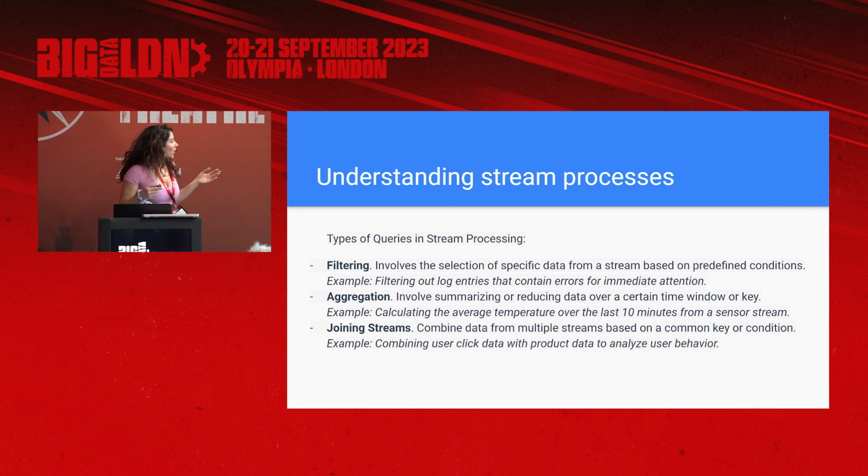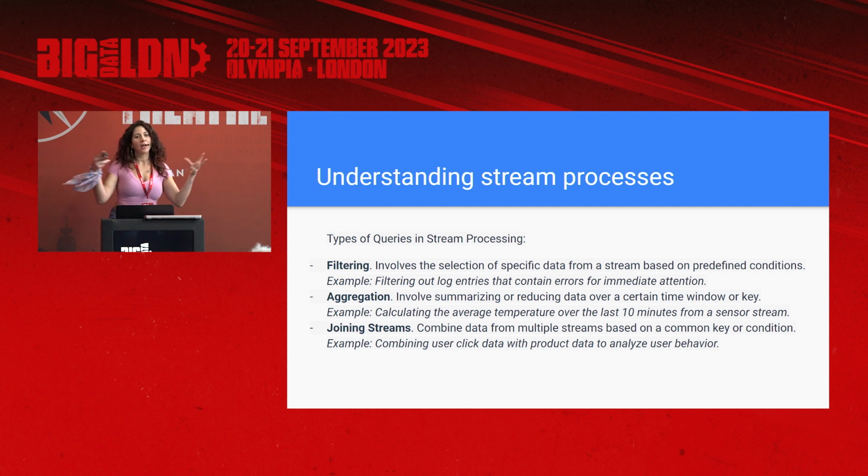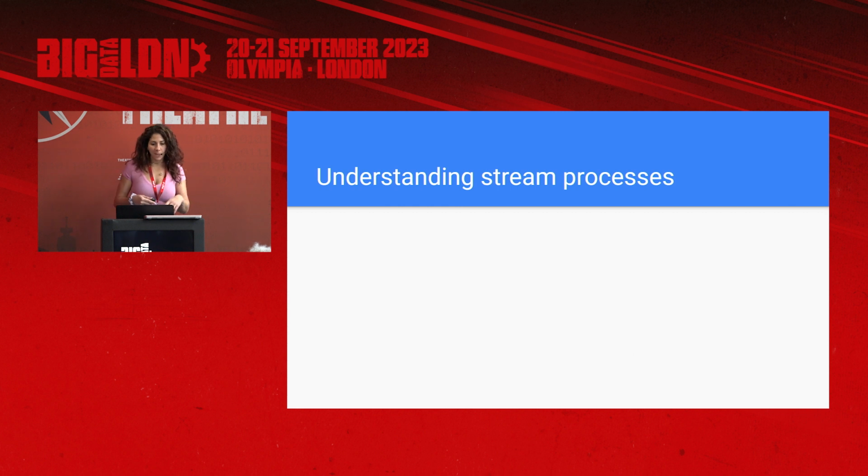And then joining streams, which I think is the cooler one. This is where you can actually combine data from multiple streams based on a common key or condition. Actually, with this example, we do kind of do that. And with Risingwave, you can actually combine dozens of streams, which is really cool and complicated, but it's fun if you have the ability to do it. So the example of that is combining user click data with product data to analyze user behavior. So you're taking two different streams of data, combining them to provide some kind of real-time insights.